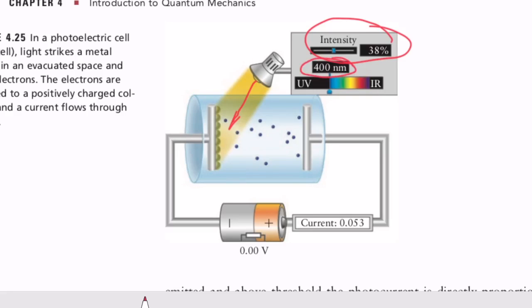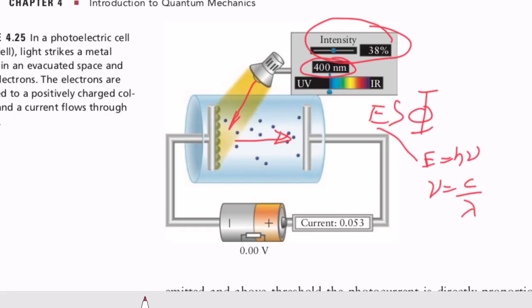Okay, what was found was that in order to get electrons ejected from the metal, you needed to get over the work function. So you needed energy greater than the work function. And E equals h nu, and nu equals c over lambda. And so lambda needed to be short enough so that nu would be high enough so that E would be high enough and greater than the work function.